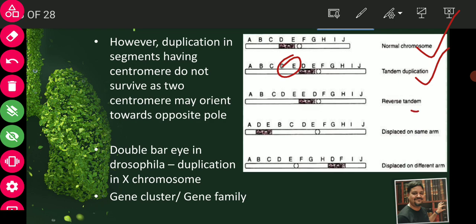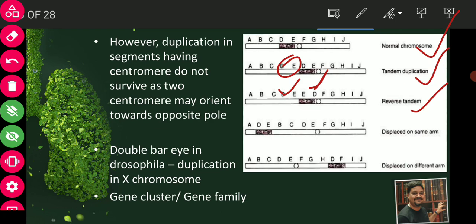Another one is reverse tandem. Reverse tandem means it is staying side by side but in the reverse direction. Here you can see D and E is changed to E and D. That means the position is reversed. So that is why it is called reverse tandem.